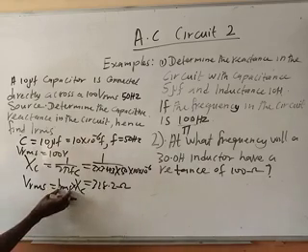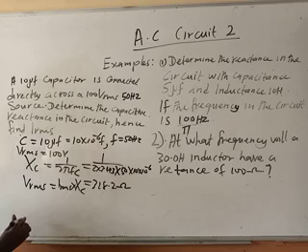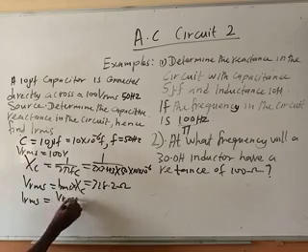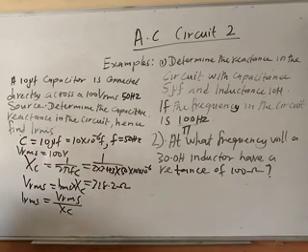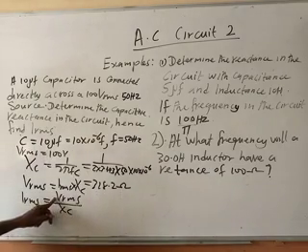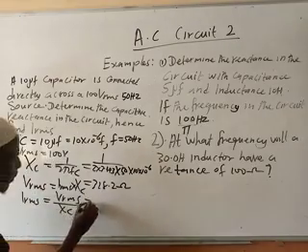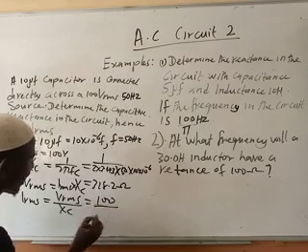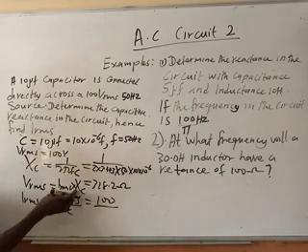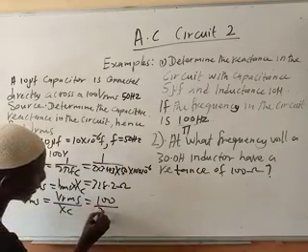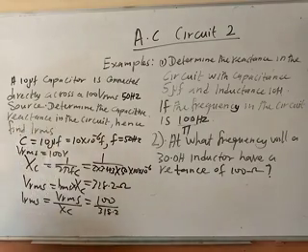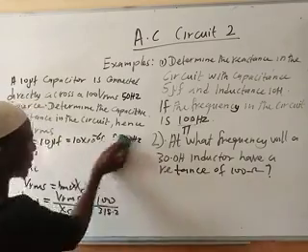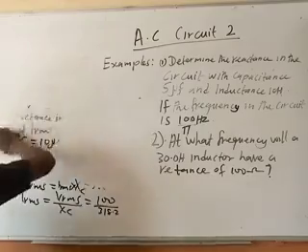So you make this I root mean square the subject of the formula. Therefore, I root mean square is equal to V root mean square over the capacitive reactance, that is this value. And V root mean square is given to be 100. So you are going to have 100 divided by the value you got for capacitive reactance, which is 318. Calculate your own and see if you are going to get the same value. So that is the end of the uncompleted calculation in our last video. Now let's go on to today's topic.